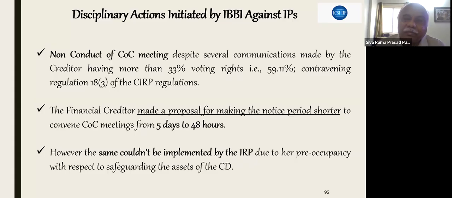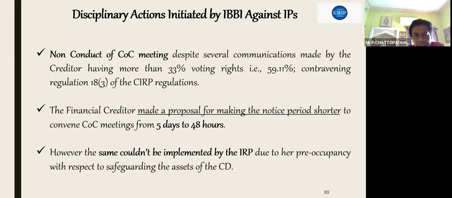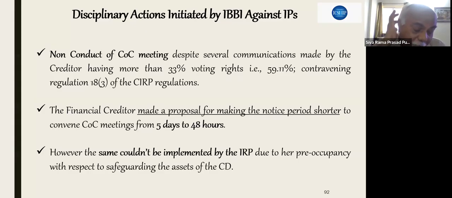They don't accept. Yes, sir. That is 33% voting, and this is 59.11%. If 33% of people are asking, then the COC can be conducted. But in this case, one person has a 59.11% voting share. If he makes a request, definitely it must be conducted. And pre-occupancy with respect to safeguarding is not a reason.